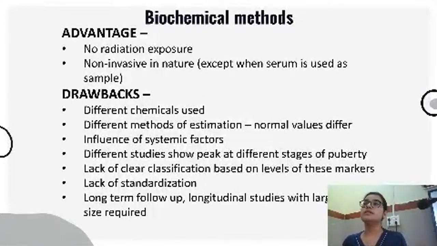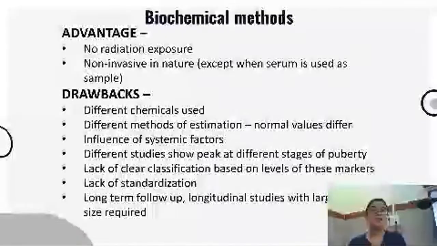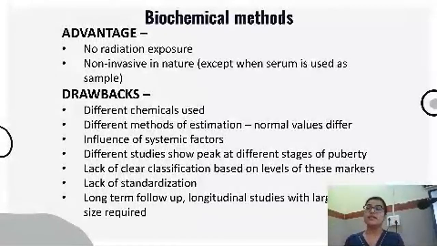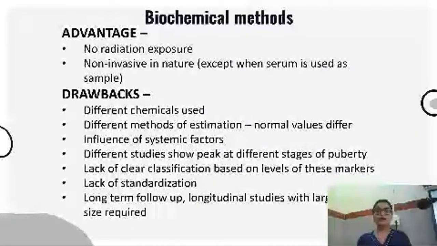There is influence of systemic factors on these biomarkers. The different studies show peak at different stages of puberty. There is a lack of clear classification based on level of these markers. There is a lack of standardization, and long-term follow-up and longitudinal studies with large samples are required.